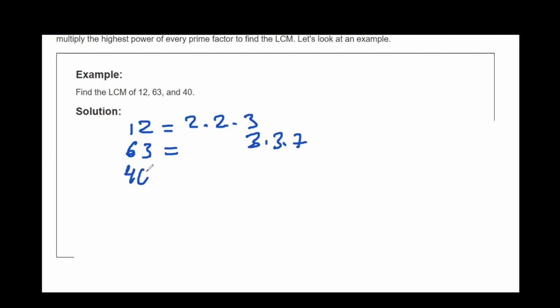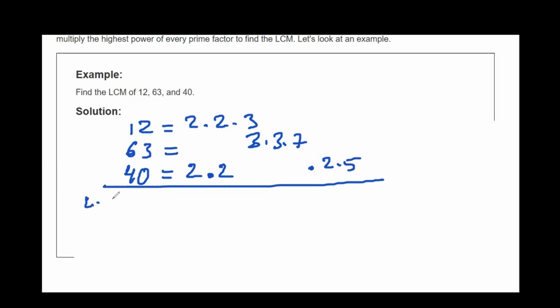And 40? I did 2 and 20. And 20 is 2 and 10. And 10 is 2 and 5. Now, least common multiple is, so it would be this 2, multiply this 2, multiply this 3, multiply this 3, multiply this 7, multiply 2 times 5. Correct?